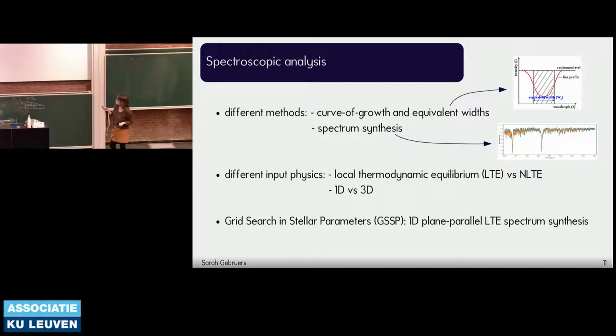And the code that I've been using is one that you probably all know about, the Grid Search in Stellar Parameters, or GSSP, which was developed by Andrew. And that is a 1D plane-parallel LTE spectrum synthesis code.